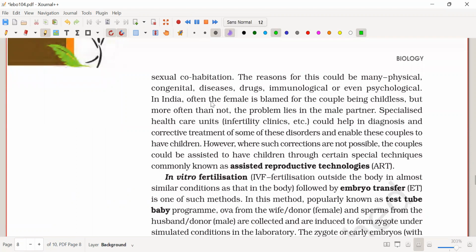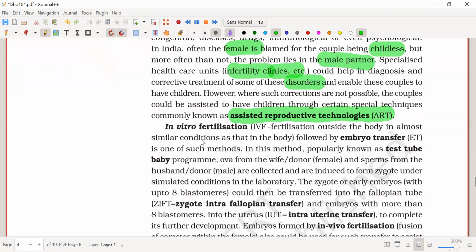In India, often the female is blamed for the couple being childless. But more often than not, the problem lies in the male partner. Specialized healthcare units, infertility clinics, etc. could help in diagnosis and corrective treatment of some of these disorders and enable these couples to have children. However, where such corrections are not possible, the couples could be assisted to have children through certain special techniques, commonly known as assisted reproductive technologies, ART.